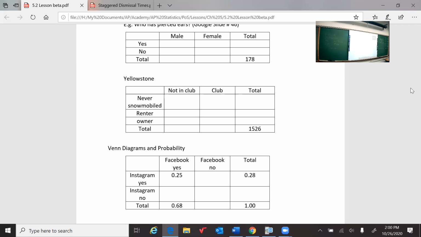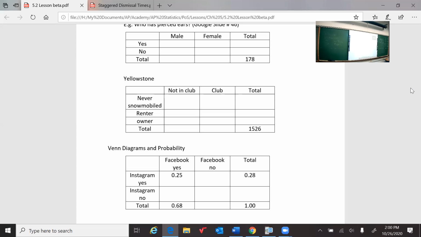We're not going through the whole thing because you're going to do a problem at the end, but I just want you to see the difference between the two. In the first example about Pierce steers, the two-way table included the totals. In the one about Yellowstone, there was an extra row, and they didn't include the total.